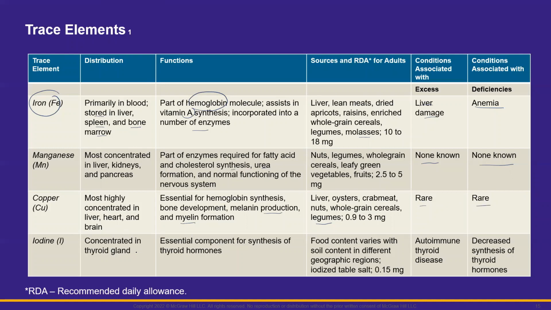Iodine, concentrated in thyroid gland, essential component for synthesis of thyroid hormone. Source: food content varies with soil contents in different geographic regions. Iodized salt, 0.15 milligram per day, recommended daily allowance. Excess can cause autoimmune thyroid disease. Deficiency can cause decreased synthesis of thyroid hormone.